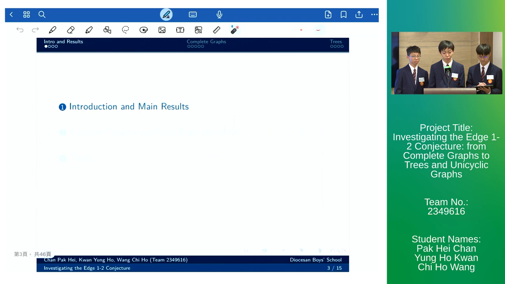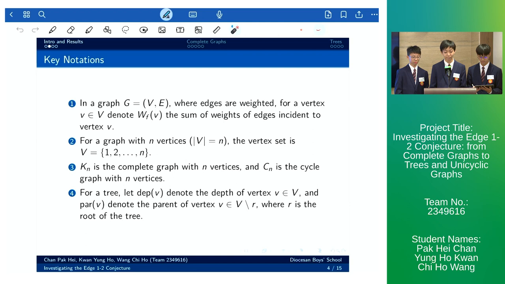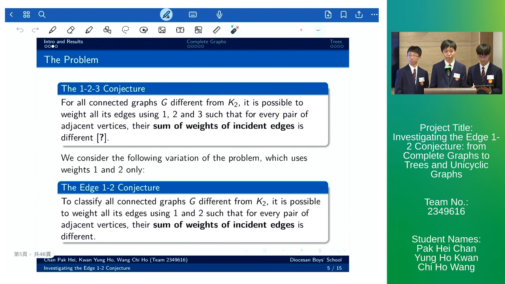Denote G equals (V, E) to be an edge-weighted graph, and w_F(v) to be the sum of edge weights incident to vertex v in the vertex set. The 1-2-3 conjecture claimed that when we allocate weights 1, 2, or 3 to all edges in any connected graph other than K2, it is possible to make adjacent vertices have distinct sums of edge weights. This was posed by Karoński, Łuczak, and Thomason in 2004, and only proved by Keusch this year.